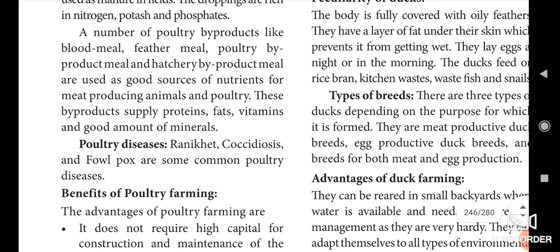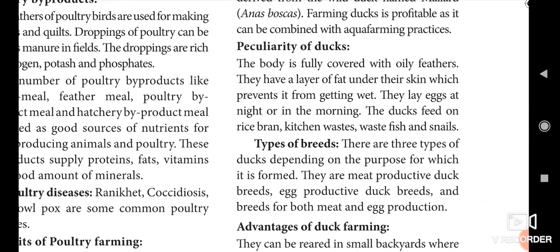Next, the peculiarities of ducks. The body is fully covered with oily feathers. The feathers will be very oily. They have a layer of fat under their skin which prevents them from getting wet. They lay eggs at night or in the morning. Ducks feed on rice bran, kitchen waste, waste fish and snails. What are they?